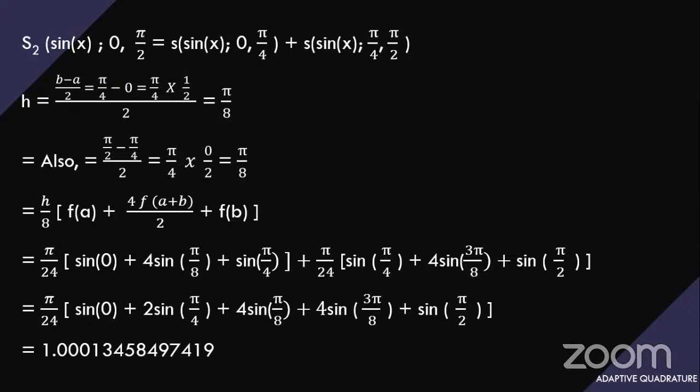And for pi over 4 to pi over 2, we also get pi over 8. Since we got the same pi over 8 for both answers, then we can work both of them together. That means the two subintervals. Now, having the formula, that will be h over 3, and our first value is pi over 8. That's pi over 8 divided by 3.